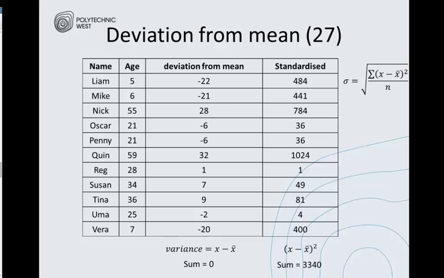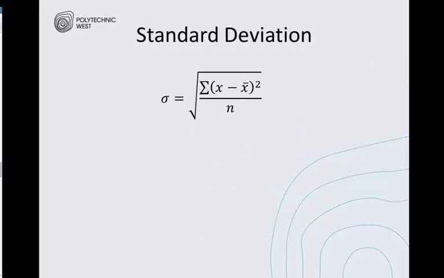I'll do the other set of data. And when I do the other set of data, I find the deviation from the mean. I standardize it in each case. I add all the standardized deviations together, and then find the average of those, and then I square root to give me my sigma, my standard deviation value. And in this case, the sum is 3340, and so the spread is 17.4.